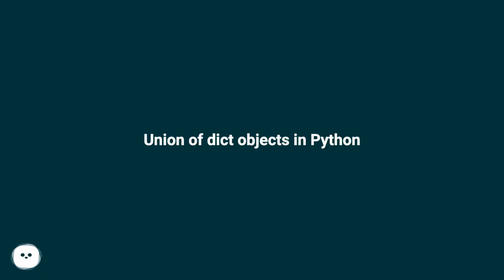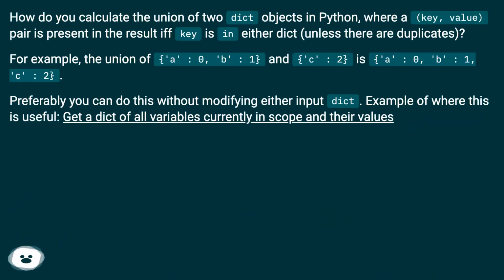Union of Dict objects in Python. How do you calculate the union of two Dict objects in Python, where a key-value pair is present in the result if the key is in either Dict, unless there are duplicates?